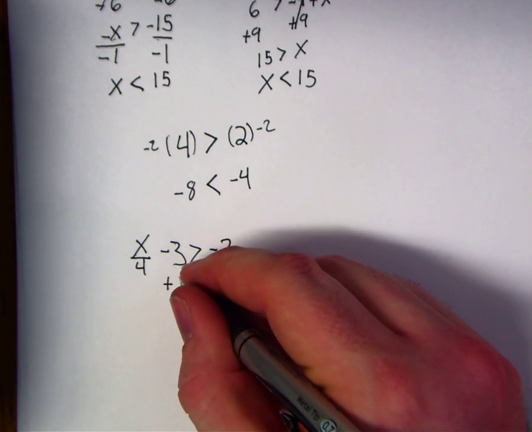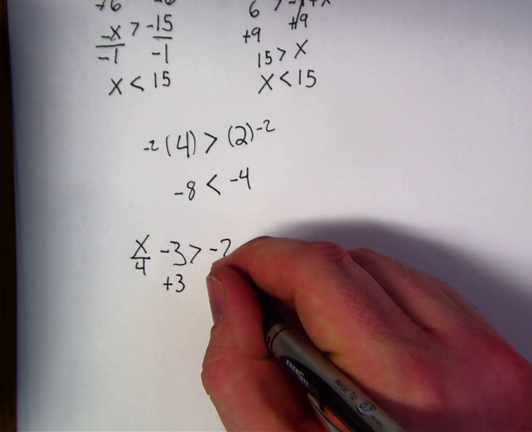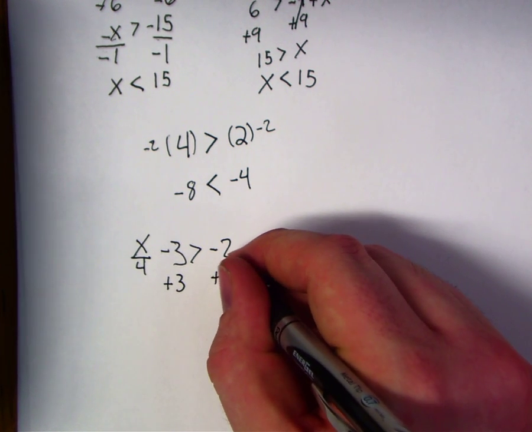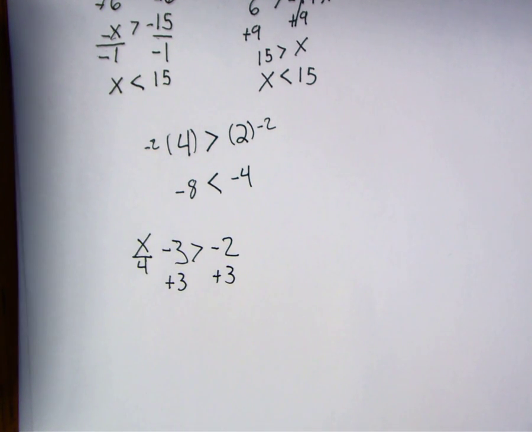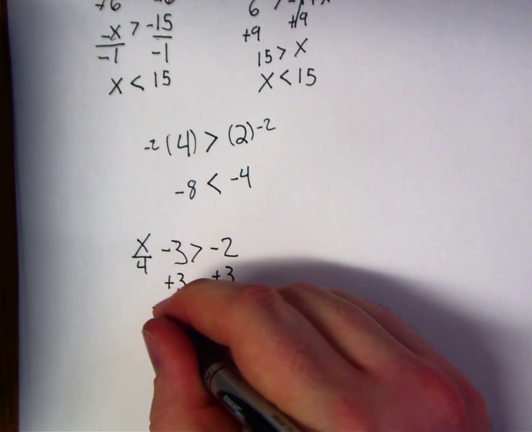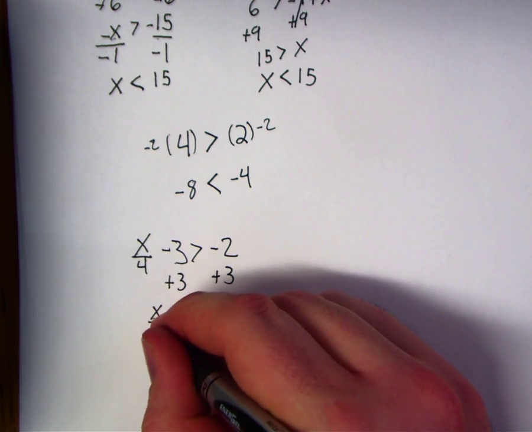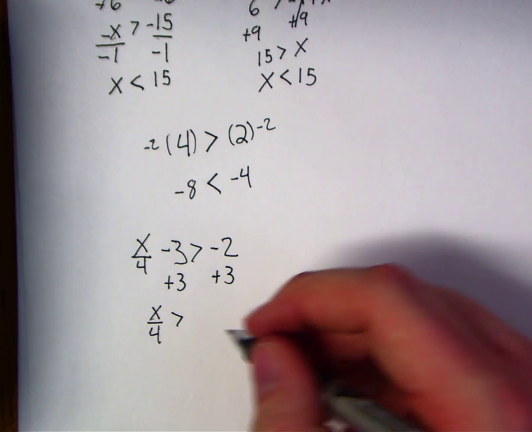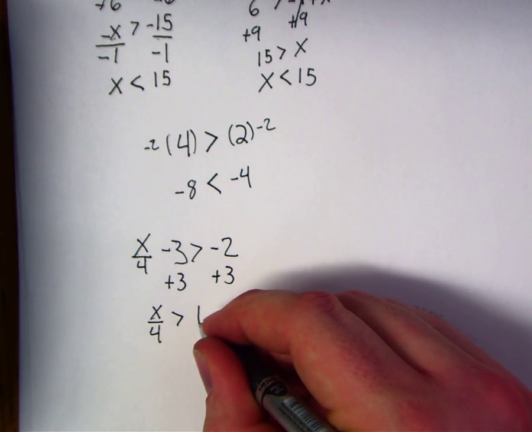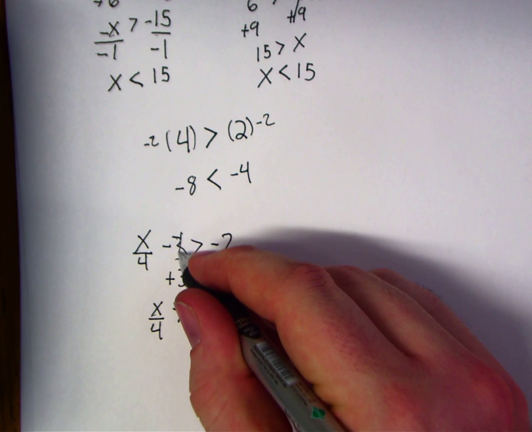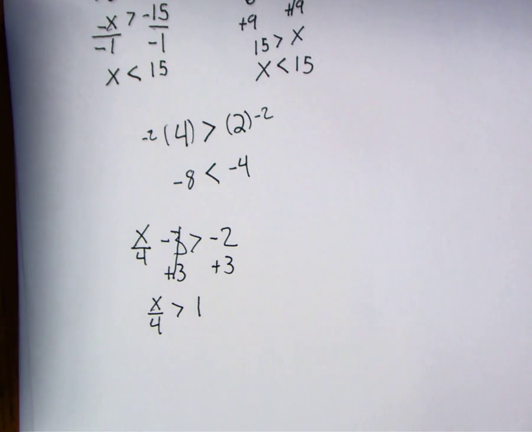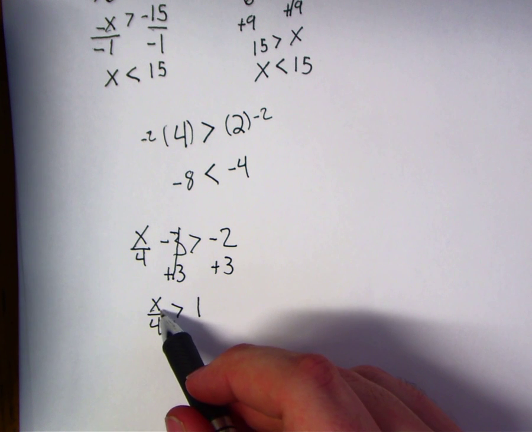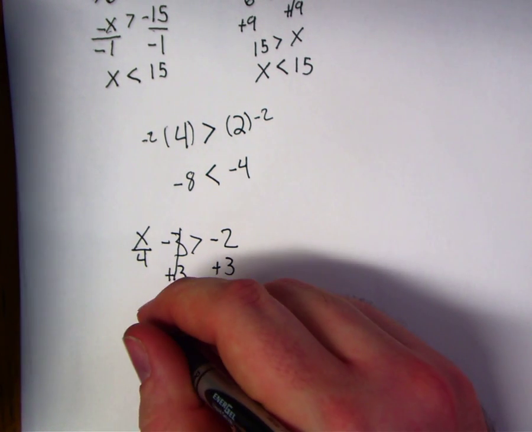All right. So we will start by adding 3 to both sides. Add 3. Add 3. That gives me x over 4 greater than, and in this case we get a positive 1. Those terms will add to 0. Okay. Then x divided by 4.